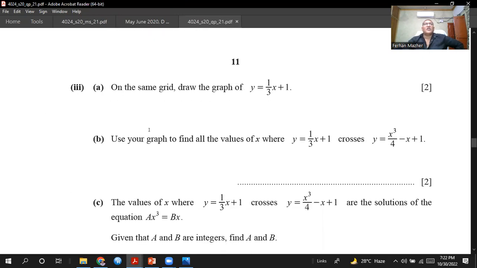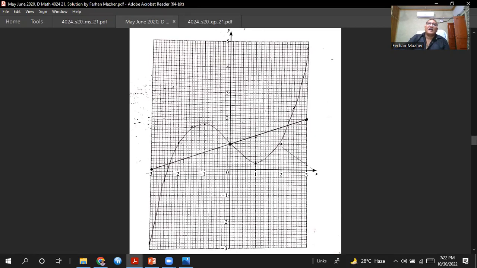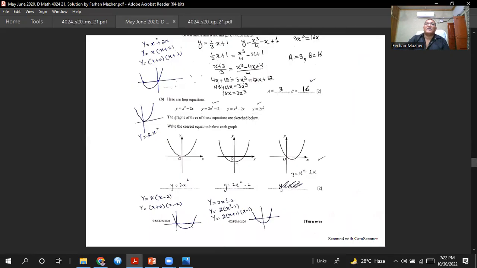Then they say, on the same grid, draw the graph of y equals 1 by x plus 1. So I will make a small table for this equation, and I will draw them on the graph. Let me show you.